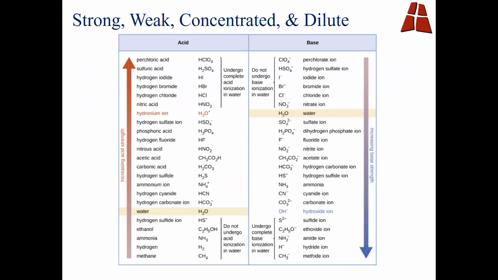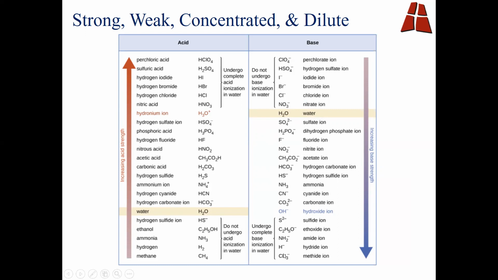Just to give you an idea of the different strengths of different acids and bases, we have this nice chart from our textbook where we get our strongest acids up here. Again, these are all the ones on our list. After that, we get our hydronium ion, and then these are the next strongest acids going down this way. And we also then have our bases.